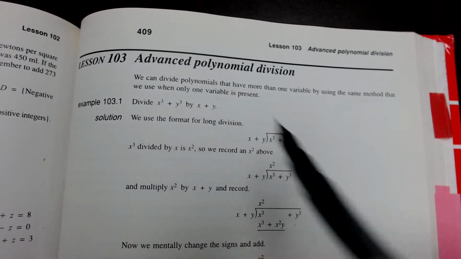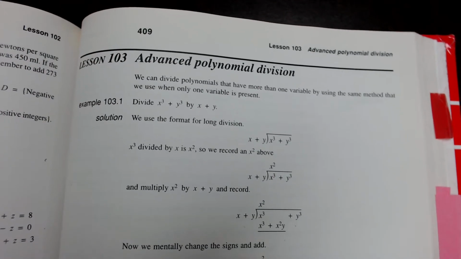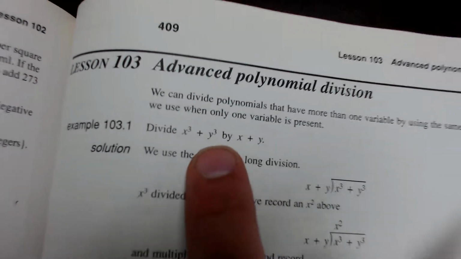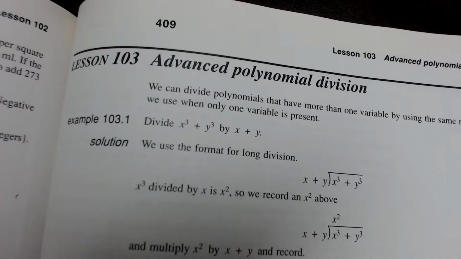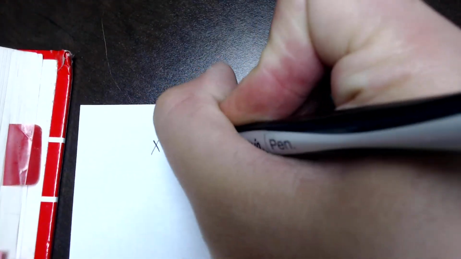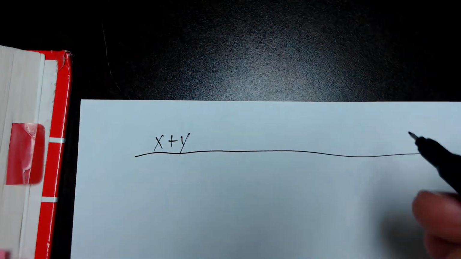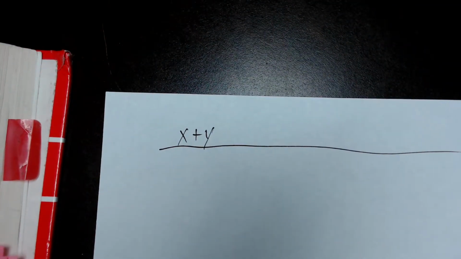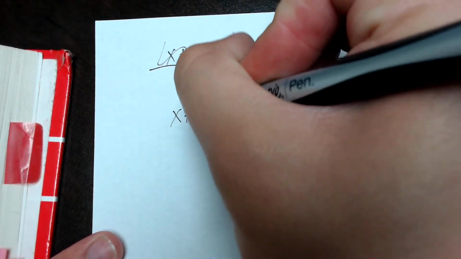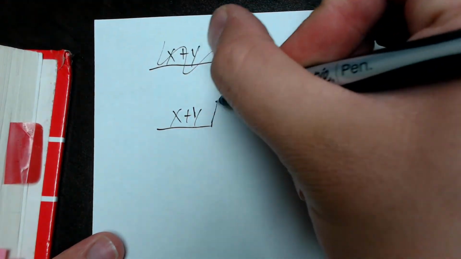We know how to set this up. We're going to take x cubed plus y cubed divided by x plus y. So we're going to go over here. We're going to take x plus y and put it in our divisor spot.